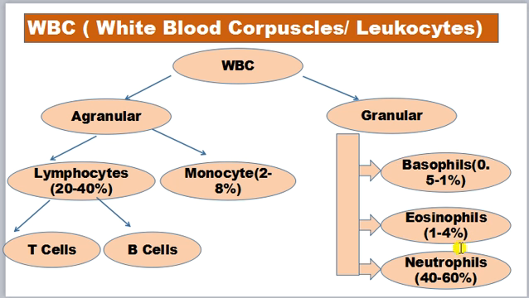Now move on to the neutrophil. These are the maximum cells, that means 40 to 60% of the whole cell count is neutrophils. Their main job is to kill as many germs as possible. They are the first cells to appear at the site of infection, and they destroy all bacteria and germs which enter our body.